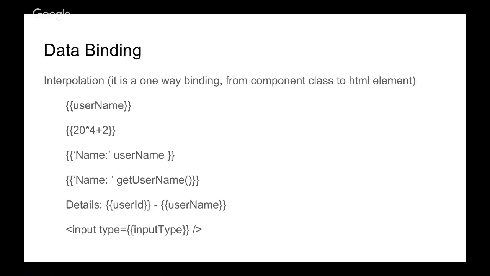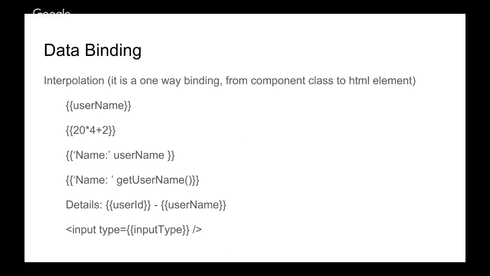One way means anything which is there on a property of a class, you can bind to your HTML using double curly braces. Inside the double curly braces, it's not a plain binding. It's actually a template expression. You can do some arithmetic operations as well, like 20 * 4 + 2. This will actually evaluate and return you the result, like 82 in this case.